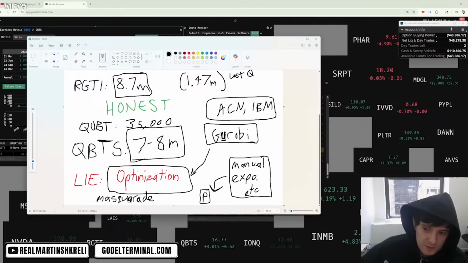So D-Wave hunts for optimization business, and they're not very good at it. They only have a couple million in revenue. And quantum is their hook. But the reality is they find very normal optimization problems that anybody can solve.